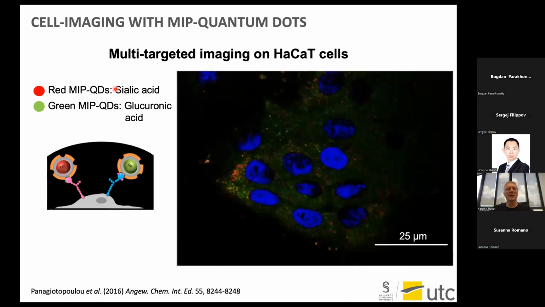So we actually have mixed two different sizes of quantum dots, one emitting in the red and one emitting in the green. And around these we have synthesized MIPs for two different molecules, glucuronic acid and sialic acid, and you can see we can use them together because the excitation wavelength is the same. There are some parts of the cells which are more green and some are more red, depending on which glycan is situated where.